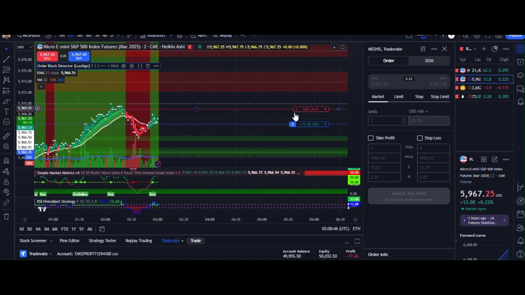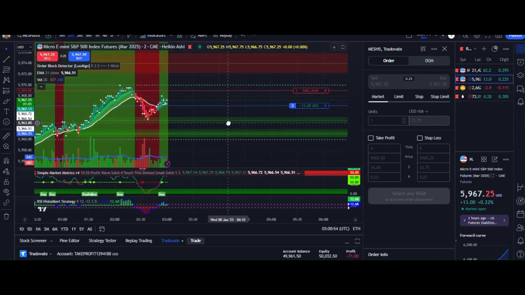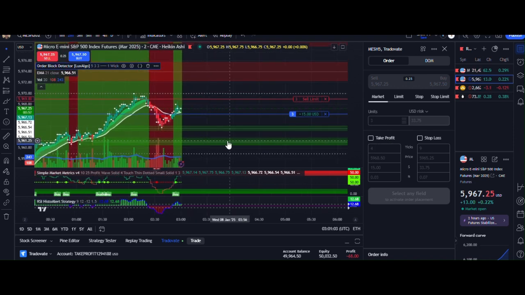I've got this set for 9 pips or nine ticks. I'm a Forex trader, so I still think about pips sometimes, but it's ticks in futures. So I've got it set for 9 ticks. We're going to watch this thing go.